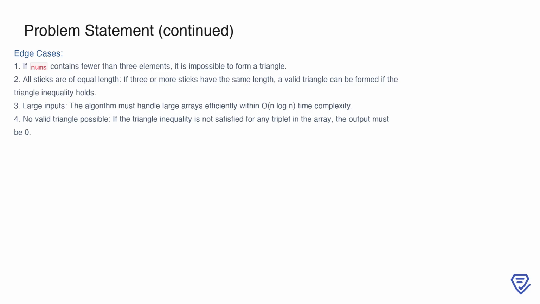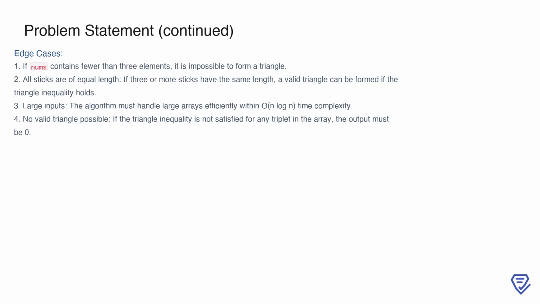First, if the input array contains fewer than 3 elements, it's impossible to form a triangle, so the output should be 0. Second, if all the sticks are of equal length, a valid triangle can still be formed as long as the triangle inequality holds. For example, 3 sticks of length 5 would form a valid triangle. Third, since the input size can be large, the algorithm needs to handle arrays efficiently, ideally with a time complexity of O(n log n).